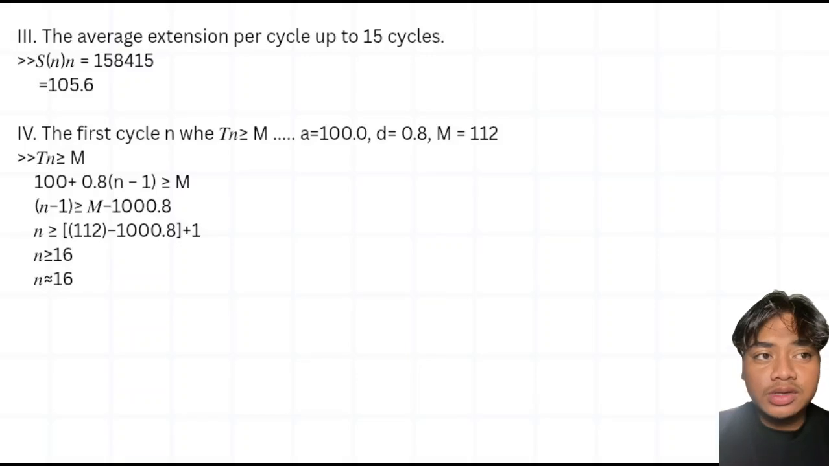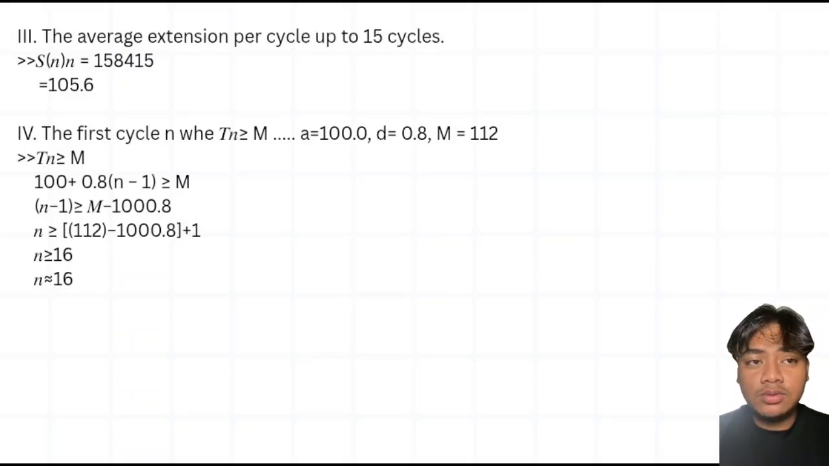The average extension per cycle up to 15 cycles. So first of all, we use the Sn and then divide by n. So therefore, it will equal 1584 over 15, then it equals 105.6.